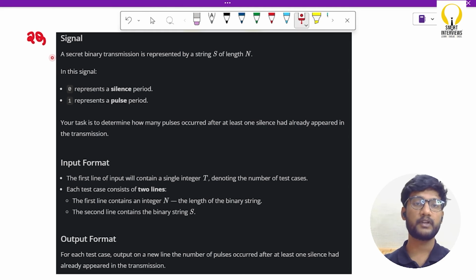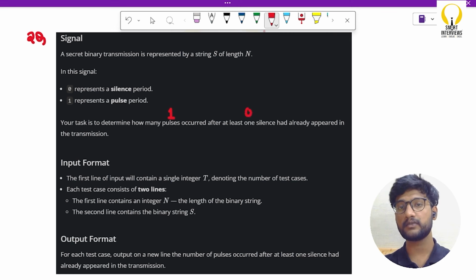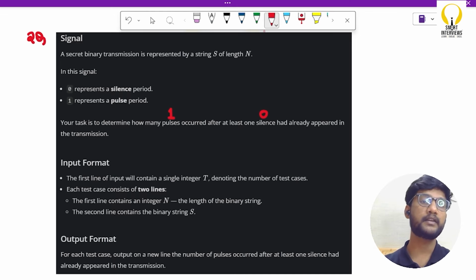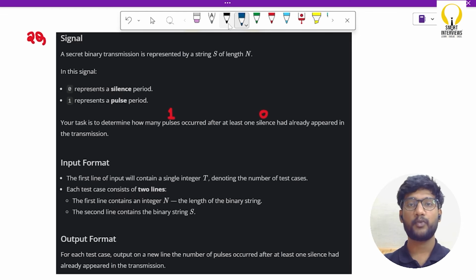So if you see, the problem statement says you will have a string s, and the length of the string is n. In that string you will have either zeros or ones. 0 indicates the silence period and 1 indicates the pulse period. Your task is to determine how many pulses, that is how many ones, occurred after at least one silence, silence being your zeros, right? So your task is to determine how many pulses occurred after at least one silence had already appeared in the transmission. So this is your problem statement.